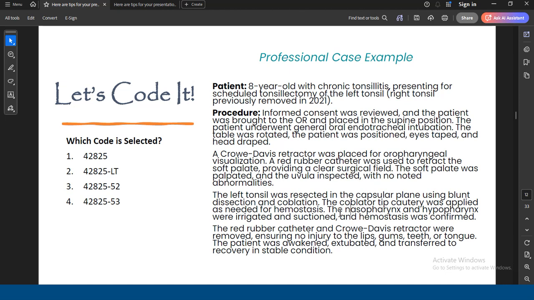So this is the example for professional services. Okay. So here we will use 52 modifier, which is a reduced service. Here our answer is 42825 52 modifier. Why means here patient has reduced the service and he performed tonsillectomy on only left side, not on the right side.